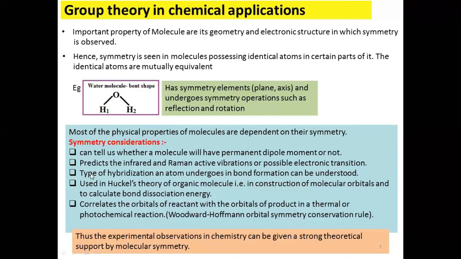And also we can predict the type of hybridization an atom undergoes in bond formation, and that also can be understood by this symmetry. And it is used in Huckel's theory of organic molecules, that is, in the construction of molecular orbitals and to calculate the bond dissociation energy. And also we can correlate the orbitals of the reactants with the orbitals of the product in a thermal or photochemical reaction based on this symmetry property, which is discussed under the Woodward-Hoffmann orbital symmetry conservation rule. Thus, the experimental observations in chemistry can be given stronger theoretical support by molecular symmetry.